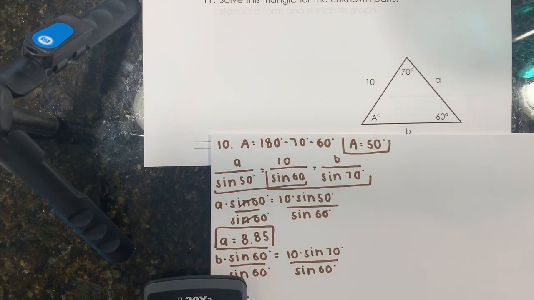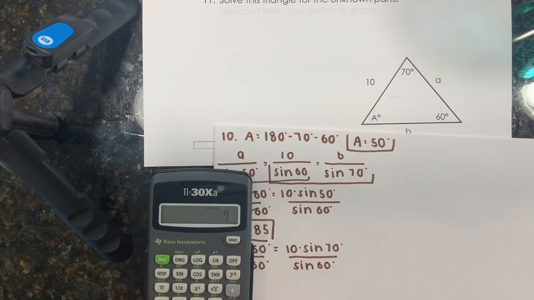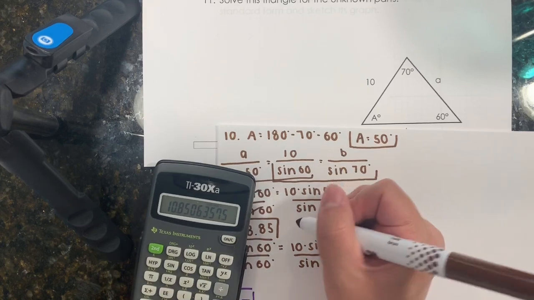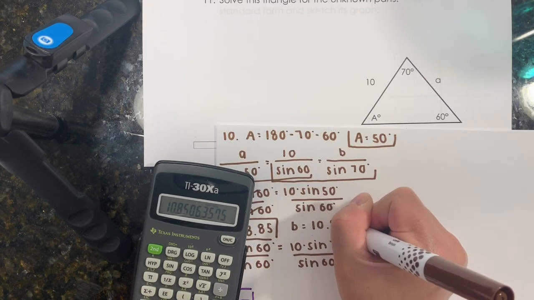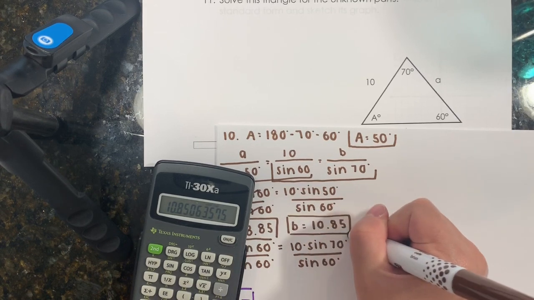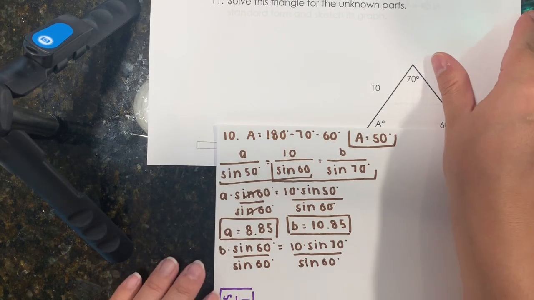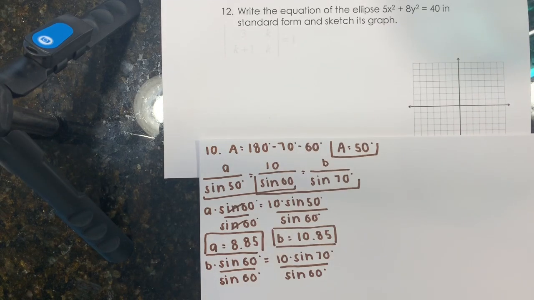So that would be 10 times sine 70 divided by sine 60, and you should get b is equal to 10.85. That's going to be called the law of sines. So the law of sines is where we get number 11 from. Now moving on to number 12.